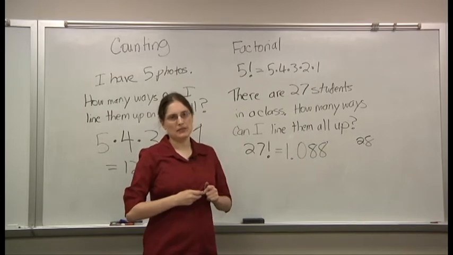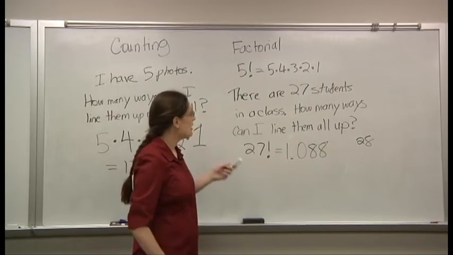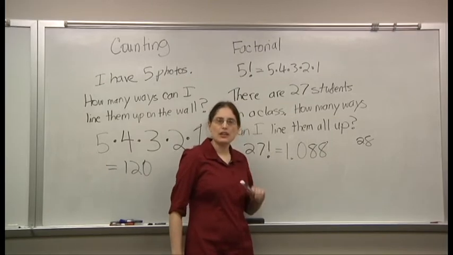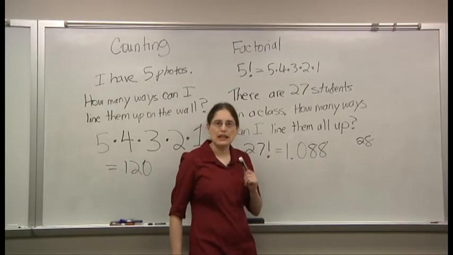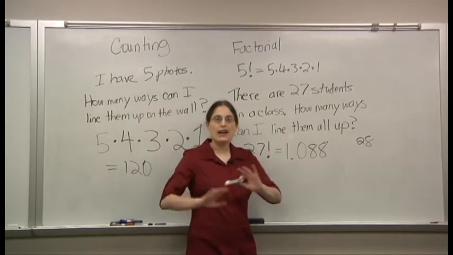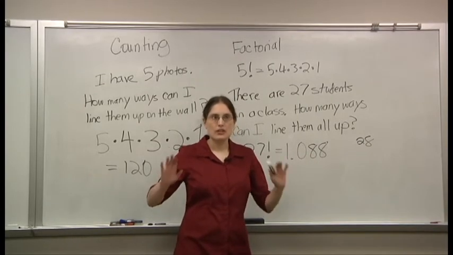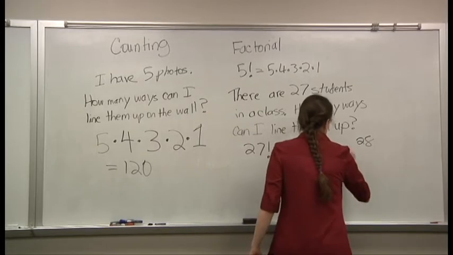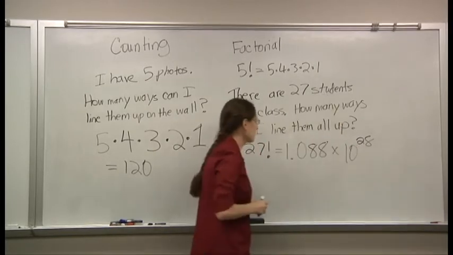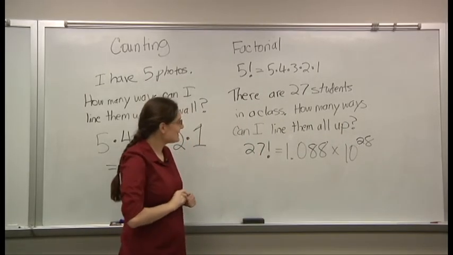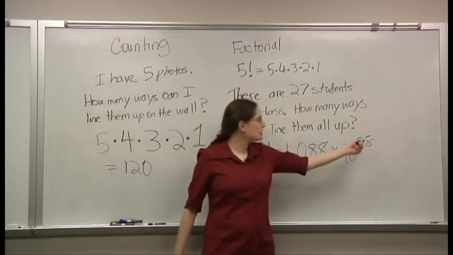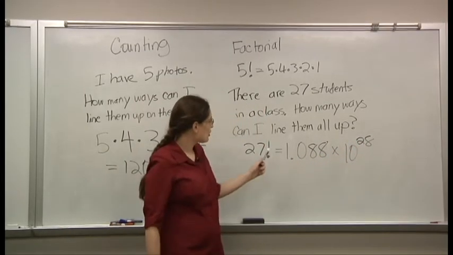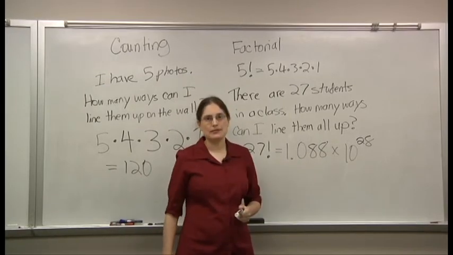What does that mean? The answer is it's a very big number, and your calculator has answered you in scientific notation. Have no fear. Just make sure you understand it. So this is saying the answer is a 28-digit number, and the first digits are 1088.